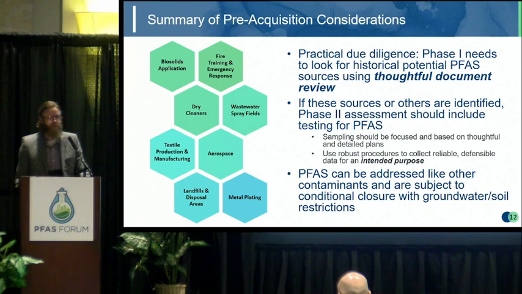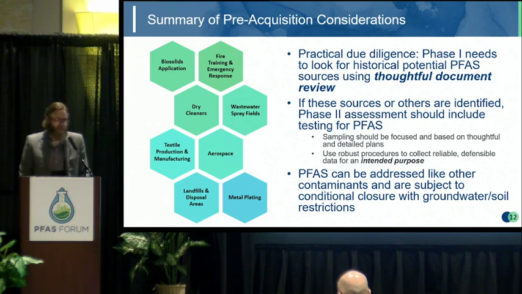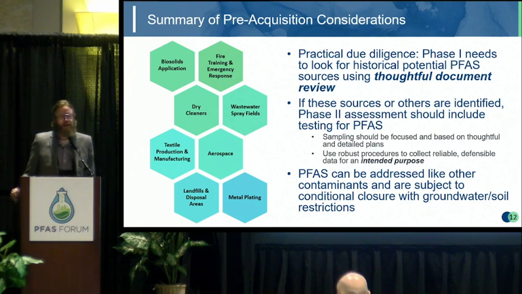So this is kind of just a list of some of the types of land uses associated historically with PFAS that we've been talking about in this conference, and talking about sites that have all these problems. For us, the sites we've mainly seen that are good redevelopment sites that have PFAS issues are wastewater spray fields a lot of the time.